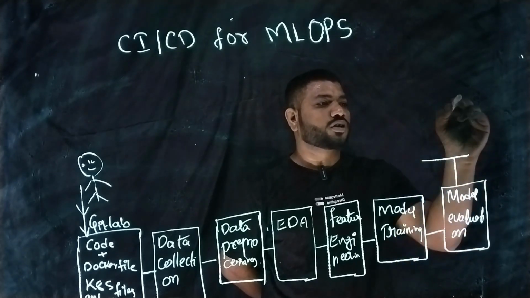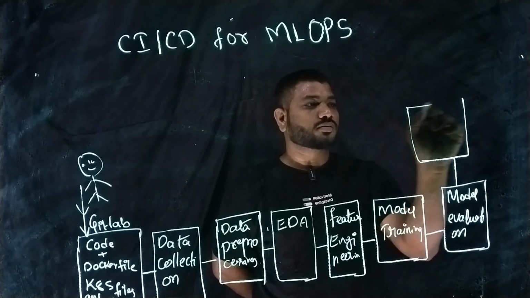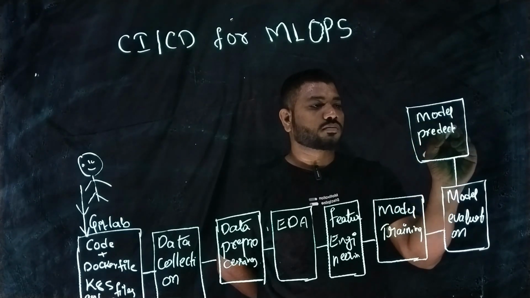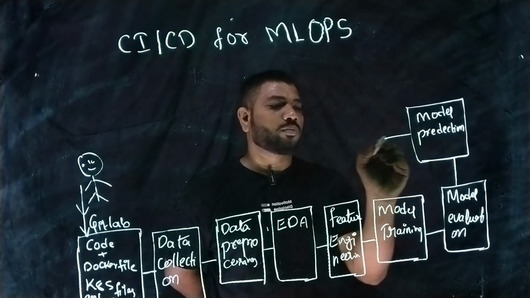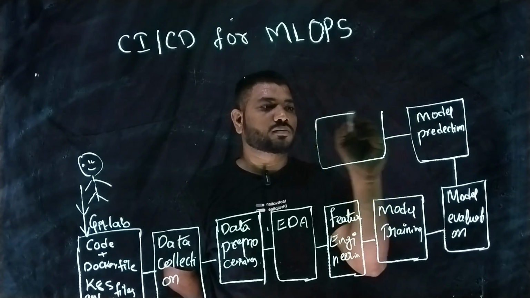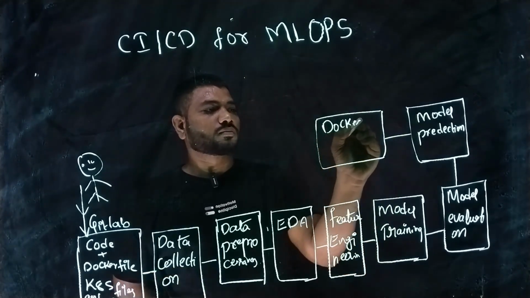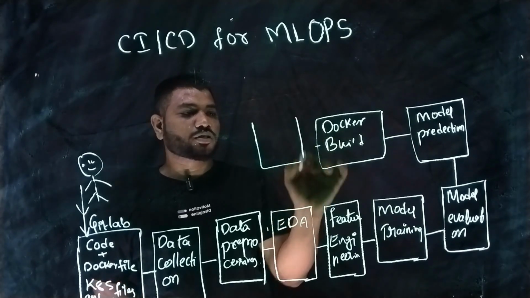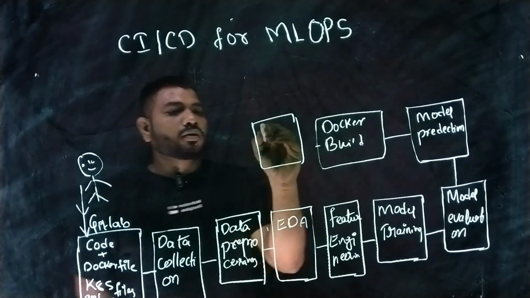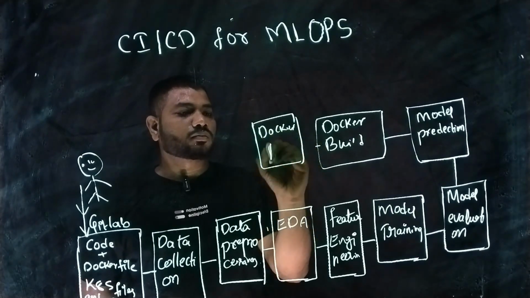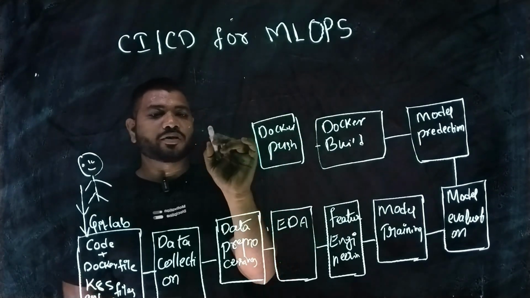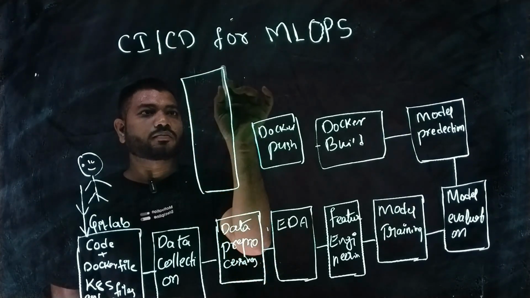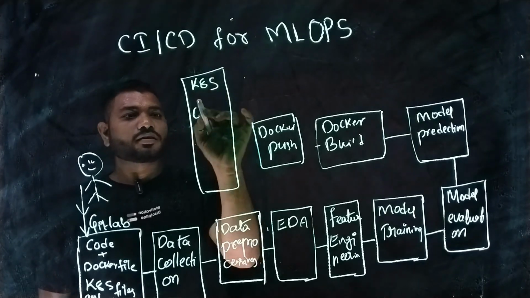And next we can see the model prediction. I'm going to write it on here. And next we call it a Docker build. And the next stage will be Docker push. And let me take over here itself. This is my Kubernetes cluster, K8s cluster.